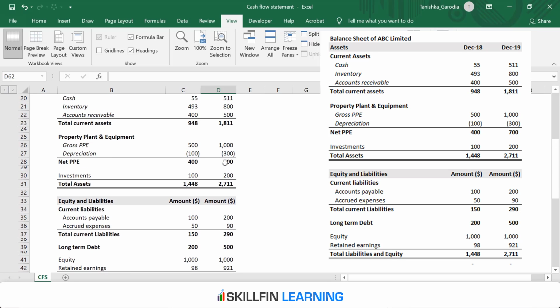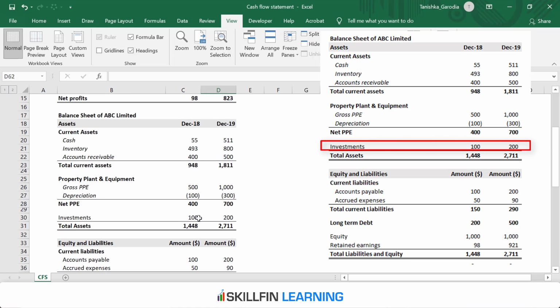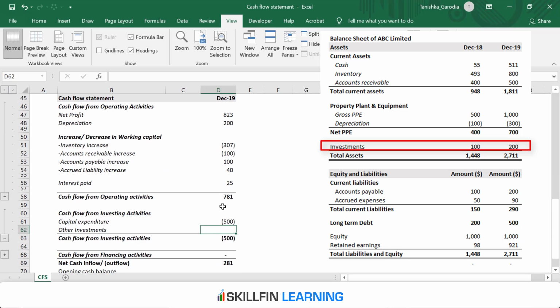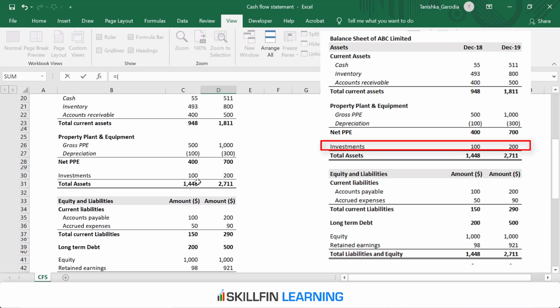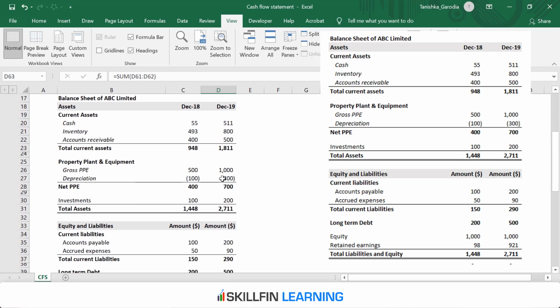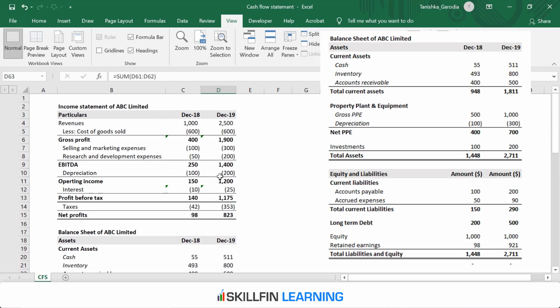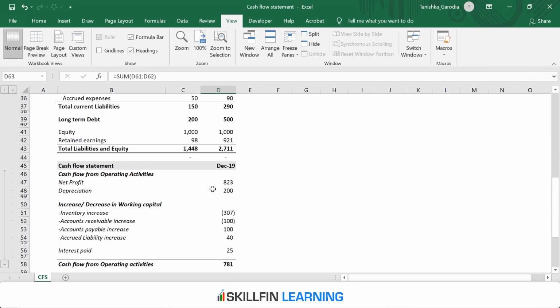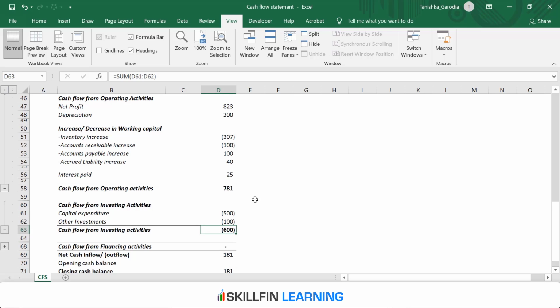And we also have some investments in the balance sheet, which increases from 100 to 200. So it is again a cash outflow of $100. So we will link it to the investments. That's it. We don't have any sale of assets in the balance sheet. Neither can we see any sale of investment or any extraordinary gain in the income statement. So that's it for the cash flow from investing activities, which is negative 600 for the company.